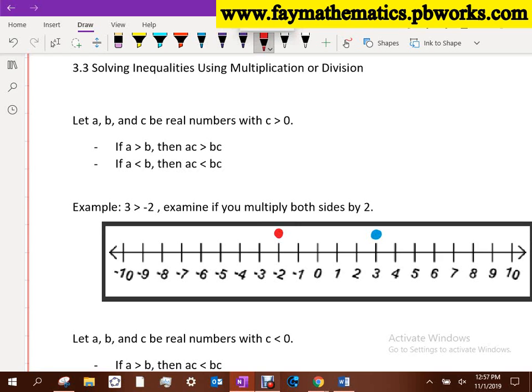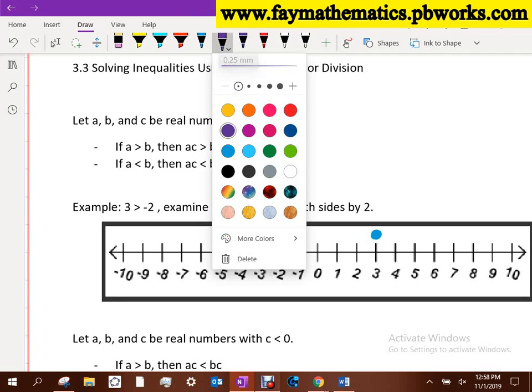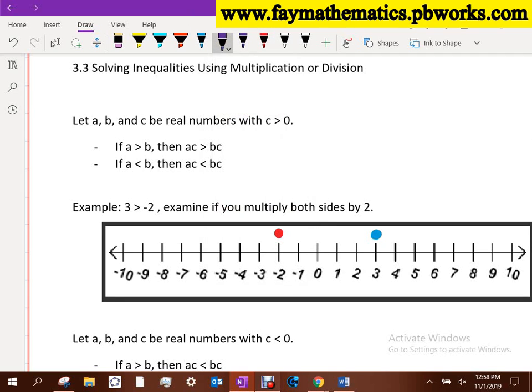What do I get if I take 3 and multiply it by 2? I get 6. What do I get if I take -2 and multiply it by 2? -4. If I keep that inequality sign the same direction, think about what just happened. This blue point was 3. It now went to 6, and this -2 went to -4.